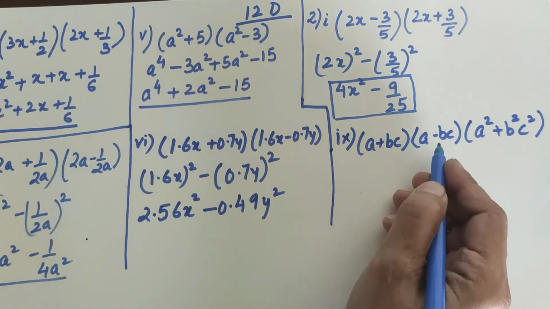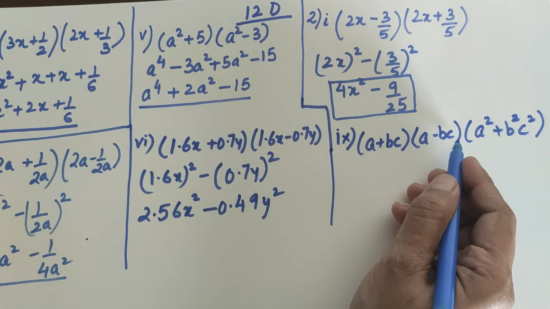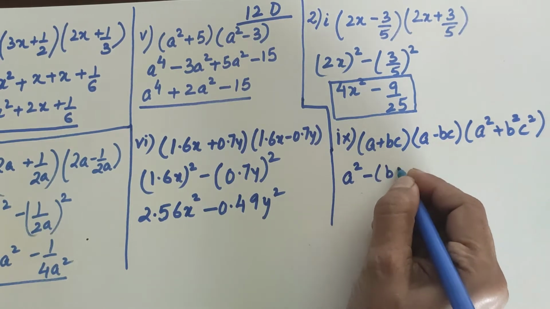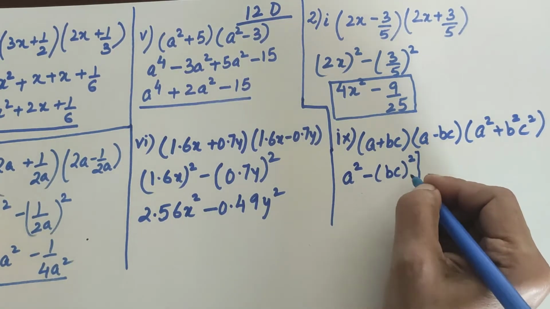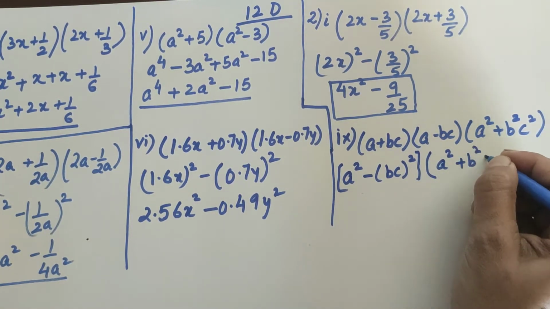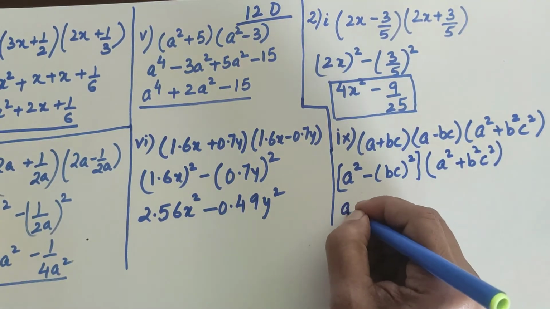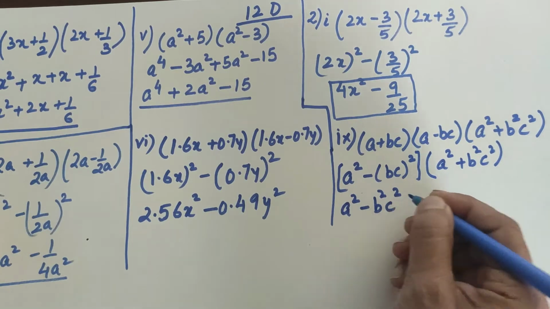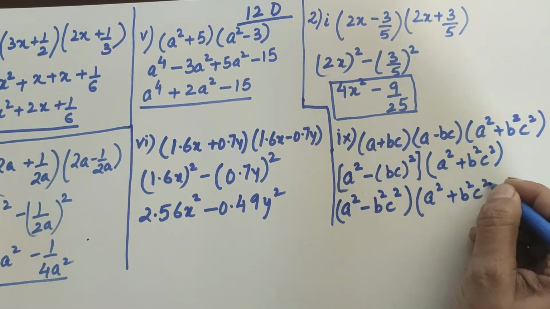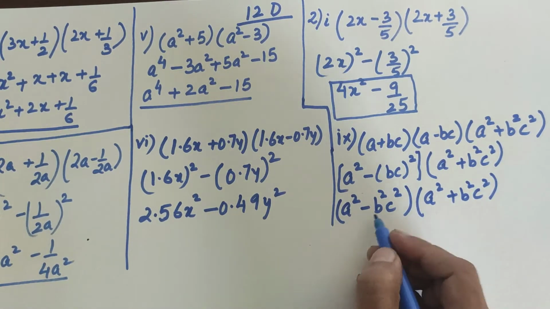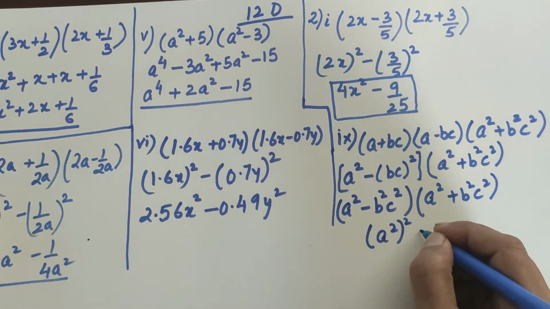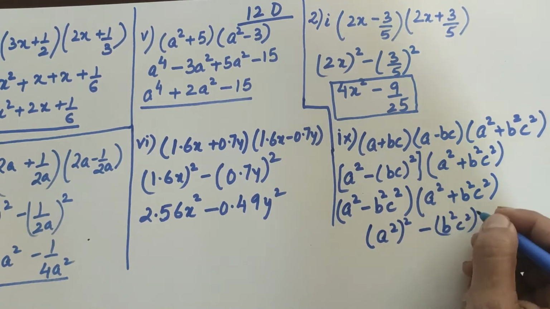Now, first two brackets are a minus b into a plus b. So you can apply the formula of a square minus b square. So it is a square minus bc whole square. And then I put it together in one bracket. And the second bracket is a square plus b square c square. Now this becomes a square minus b square c square in the bracket, and this is a square plus b square c square. Again, it is a minus b into a plus b, so square of both the terms. It is a square whole square and minus b square c square whole square.